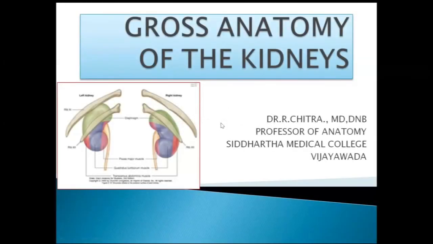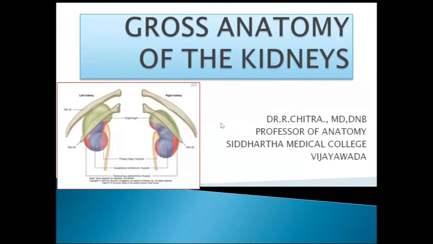So in this class we will see the gross anatomy of the kidneys. We are seeing the abdominal viscera, starting from the spleen. You go in this order of lectures; it will be easy for you to understand these viscera and their relations. So if you follow the same order, it will be easy for you.